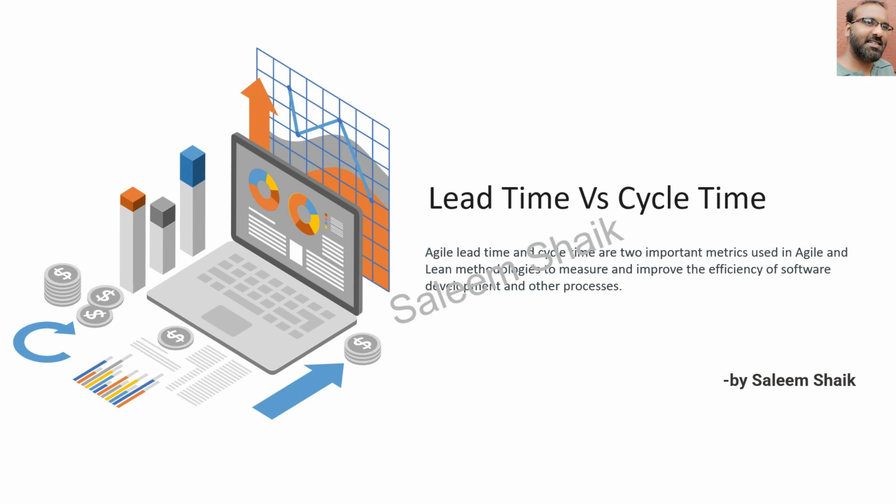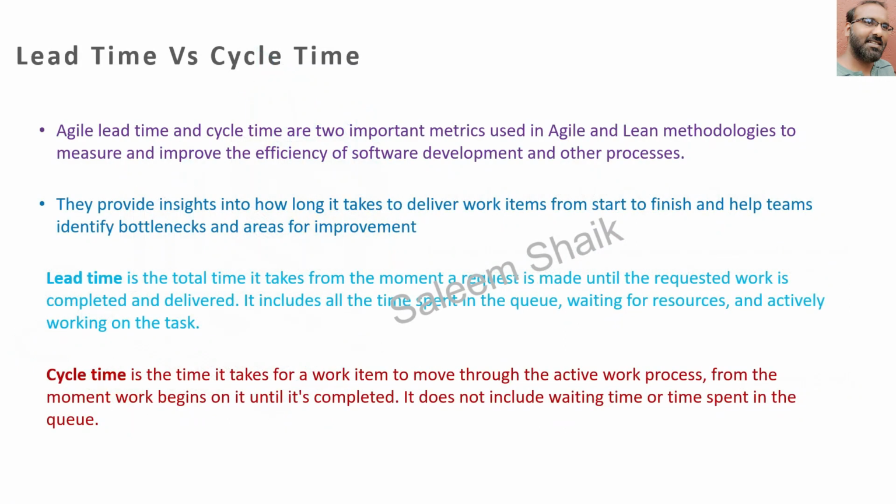To go into detail, first we'll understand what lead time and cycle time are, and their definitions. Lead time is the total time it takes from the moment a request is made until the requested work is completed and delivered. It includes all the time spent in the queue waiting for resources, as well as actually working on the task. And cycle time is the time it takes for a work item to move through the active work process, from the moment work begins on it until it is completed.